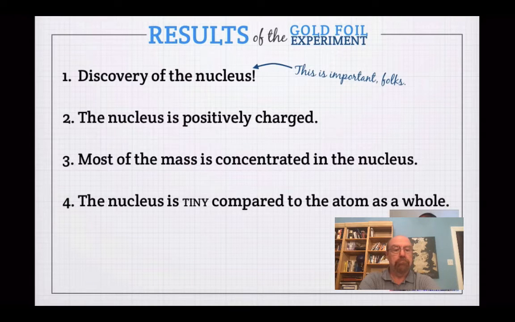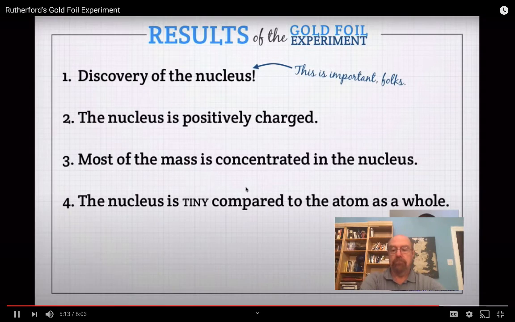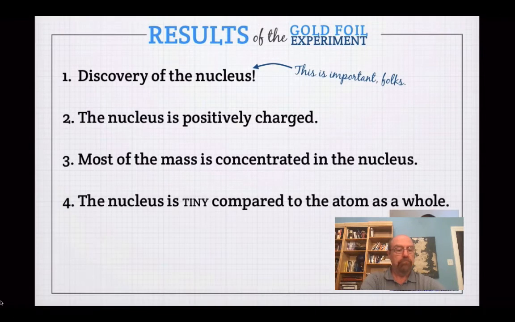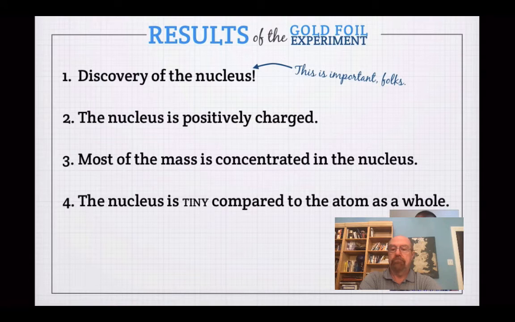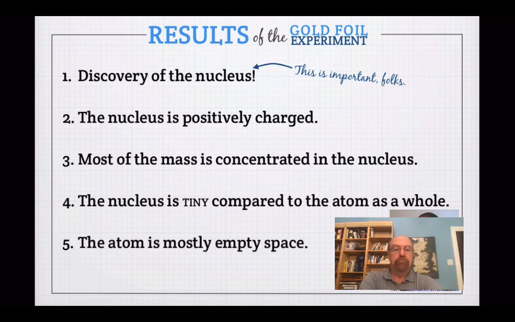Keep in mind, the alpha particles, for the most part, were heading straight through, so they weren't encountering the nucleus at all. For the times where it was deflected, it was encountering that positively charged nucleus, so the nucleus can't be a huge part of the atom. It's got to be very, very tiny compared to the atom as a whole. And then lastly, the atom is mostly empty space.